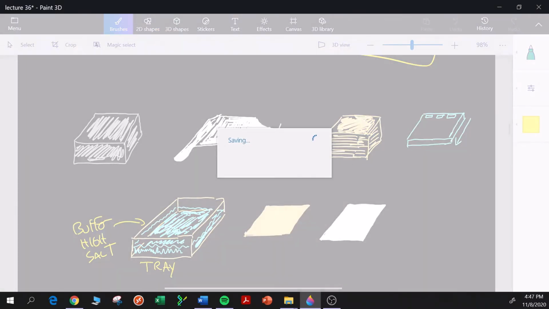Let me save this here. I better save this in case I screw up this video, because I don't want to lose these diagrams and have to make these again.